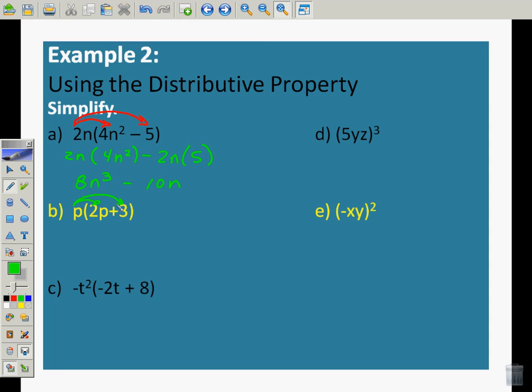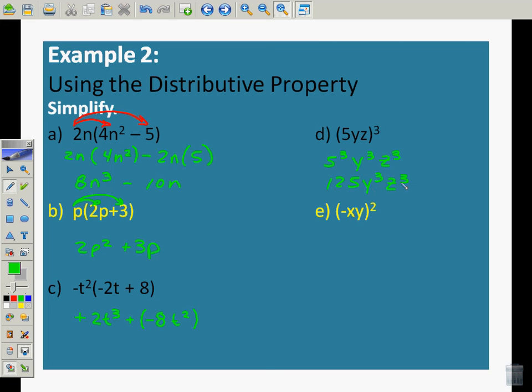We are back from the pause. So we've got 2p squared plus 3p. Down here, a little bit trickier, but we'll end up with a positive 2t to the third plus a negative 8t squared. Okay? Up here, we're going to have 5 to the third, y to the third, z to the third, which is 125, y to the third, z to the third.